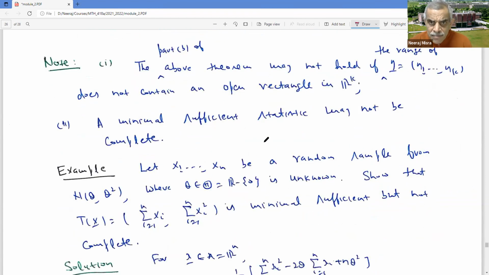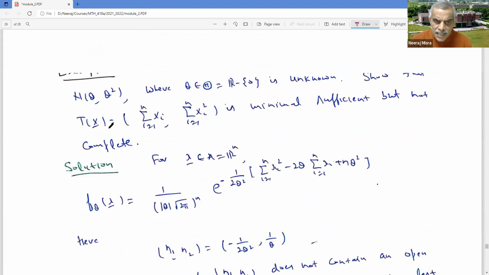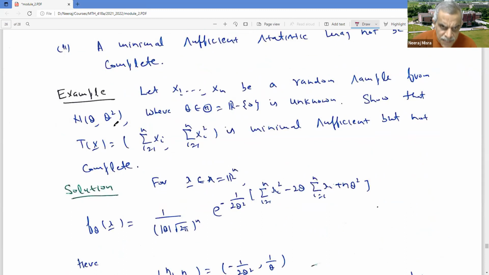Now, we saw that the above theorem may not hold if eta, equal to eta_1, eta_2, ..., eta_k, does not contain an open rectangle in R^k. Then a minimal sufficient statistic may not be complete. In this example, we saw that if you are looking at normal(theta, theta squared), the minimal sufficient statistic is two-dimensional: summation x_i and summation x_i squared, where the parameter is only one-dimensional. So in this case, this minimal sufficient statistic does not turn out to be complete, and that makes sense because your parameter was only one-dimensional and you're getting a two-dimensional sufficient statistic. So it looks like your minimal sufficient statistic was not very successful in summarizing the data. It still has a lot of auxiliary or ancillary information.